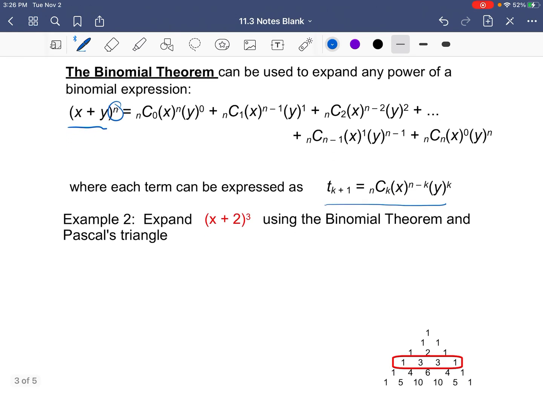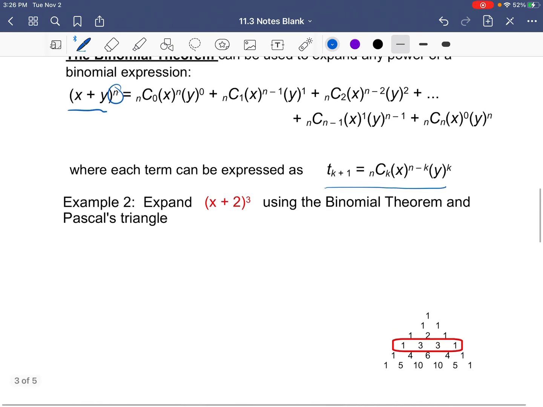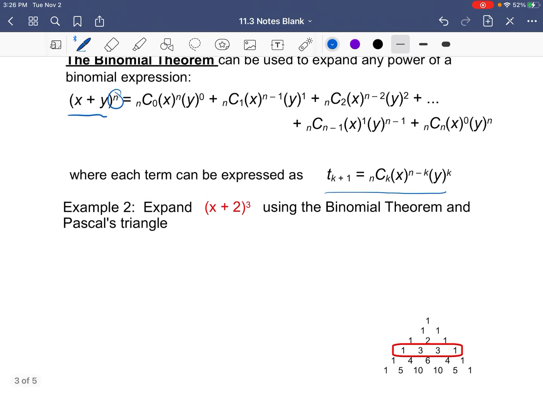So we're going to expand x plus 2 cubed using the binomial theorem and Pascal's triangle. We're going to start off using the binomial theorem, which essentially allows us to use Pascal's triangle. If we're going to do our general form, our a is equal to our x in this case, our b is equal to positive 2, and our power is 3.